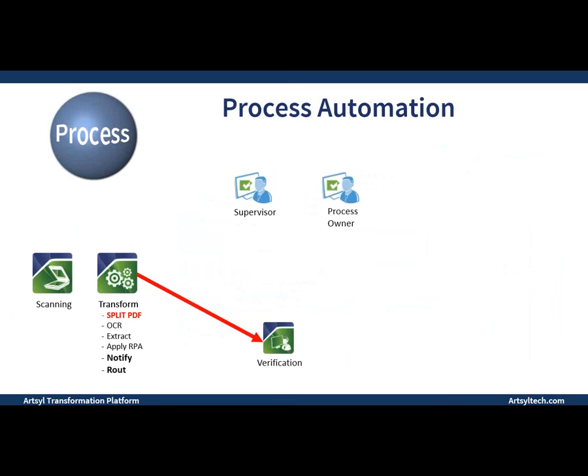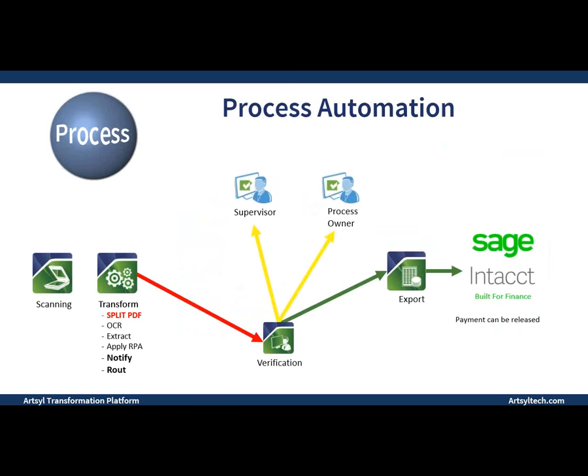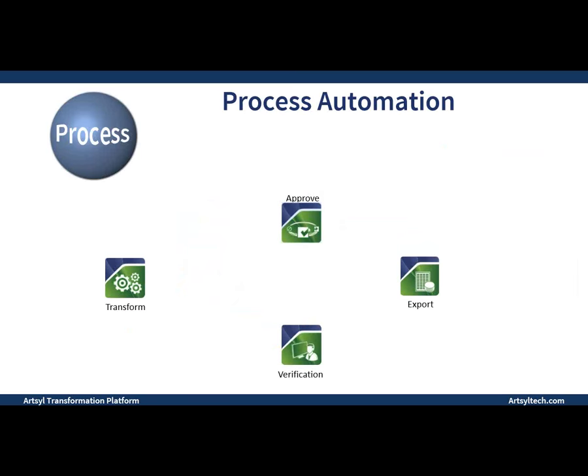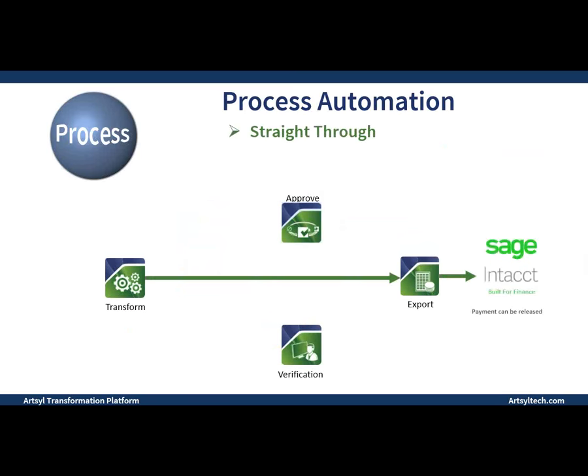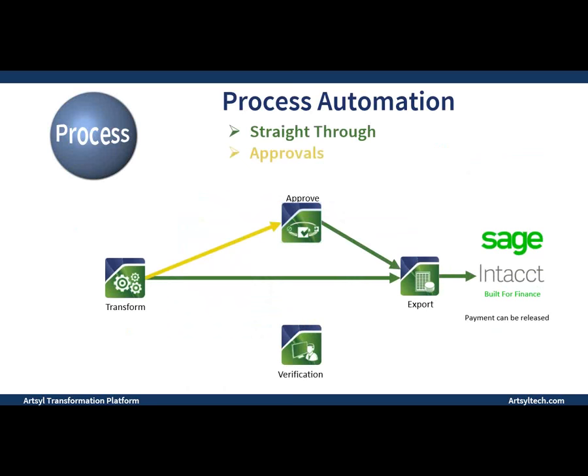So we've seen invoices going for verification. One is rejected. One is escalated with notes for the appropriate resources. One is approved and exported to Sage. So the possible workflows are straight through processing, again, no need for any human intervention. Approval processing, where all the data has been validated, but we want an audit trail for who approved it. And then verification processing.